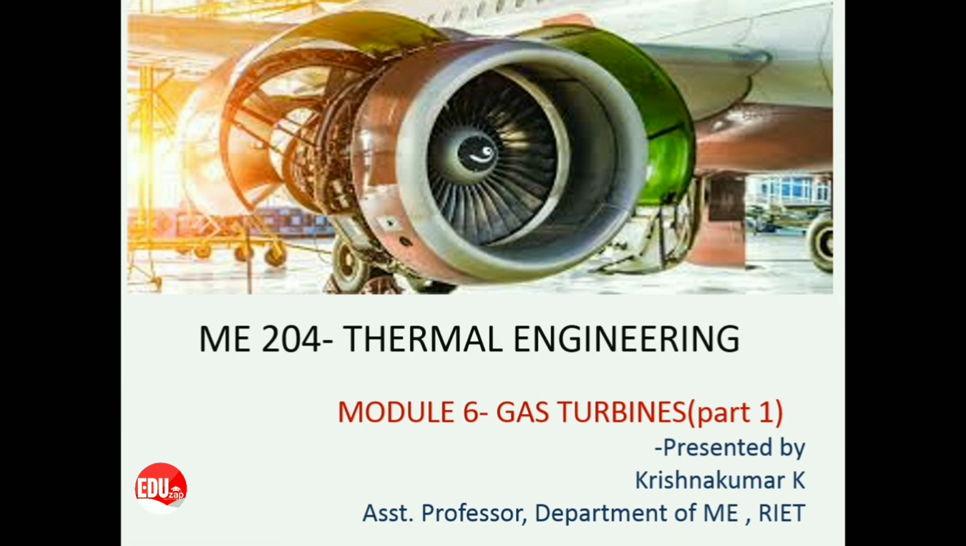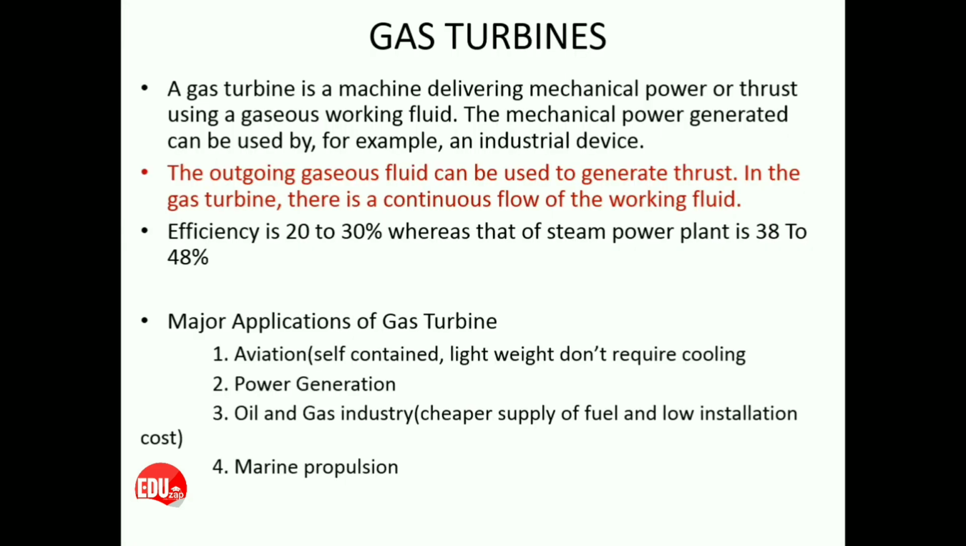In this slide, we are going to study about gas turbines. A gas turbine is a machine delivering mechanical power or thrust using a gaseous working fluid. The mechanical power generated can be used by an industrial device. The outgoing gaseous fluid can be used to generate thrust. In the gas turbine, there is a continuous flow of fluid.